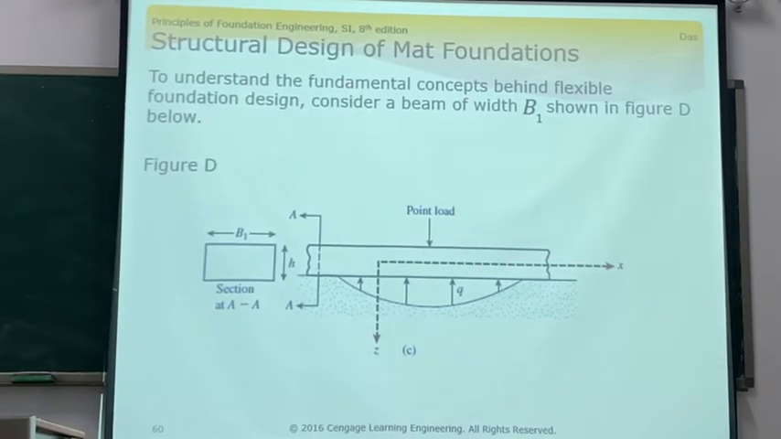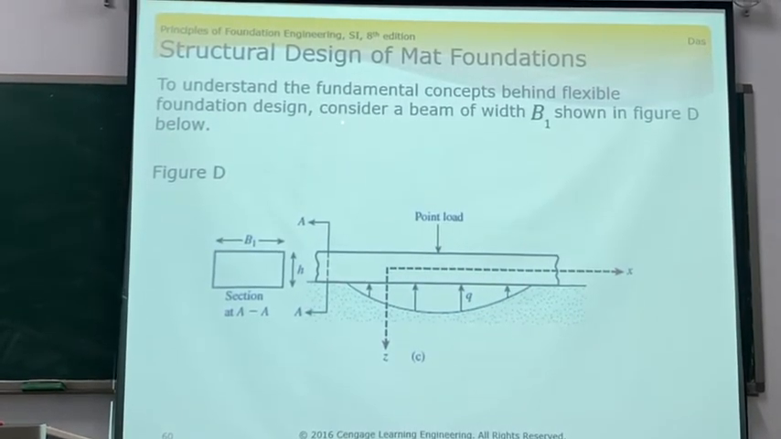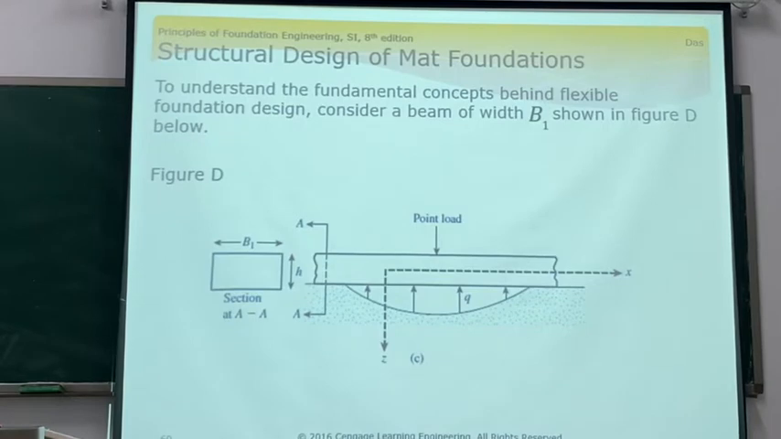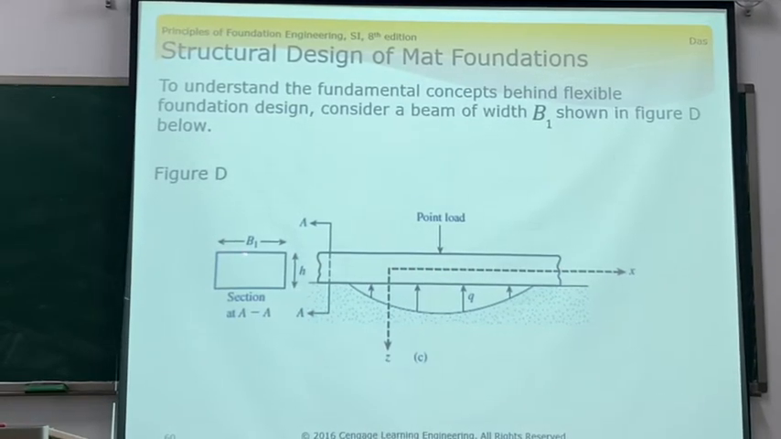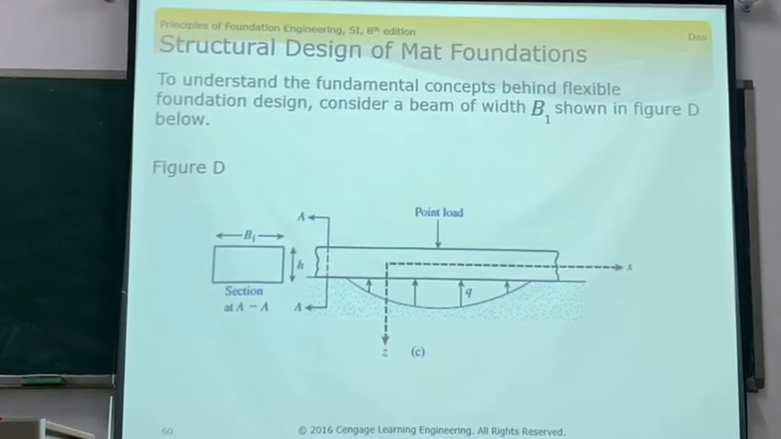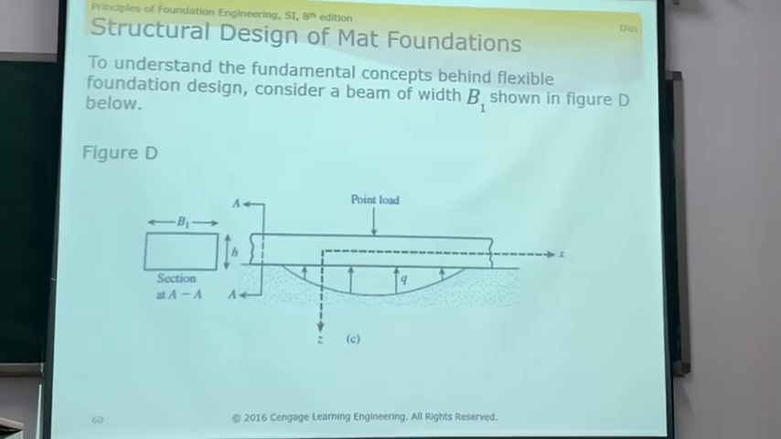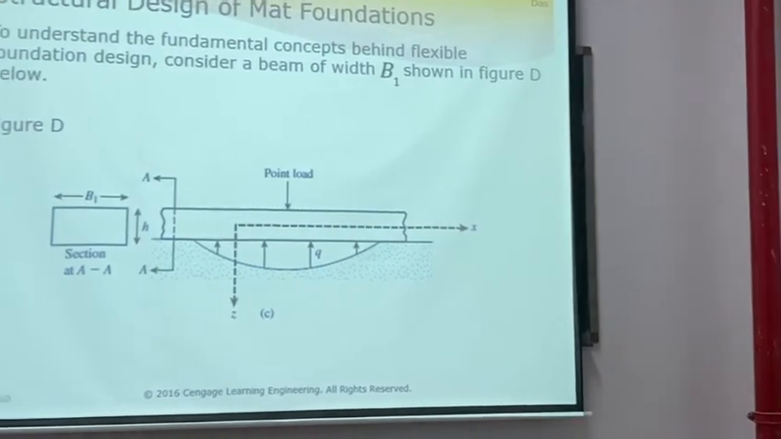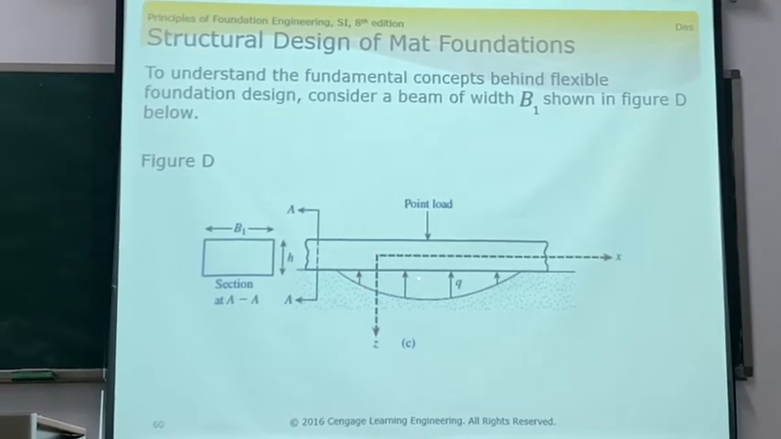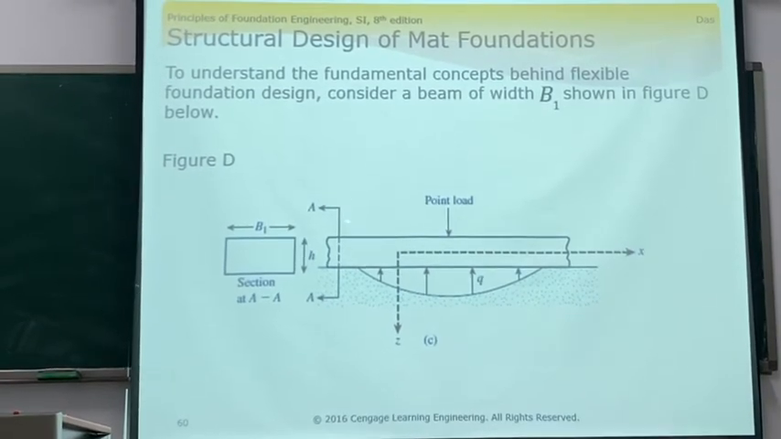So to understand the fundamental concept behind the flexible foundation design, consider a beam with width B1 shown in the figure. This is like the beam. This is the section AA. We can take this section AA from this section. So this is the point, and we can calculate the section at the AB place with the beam.